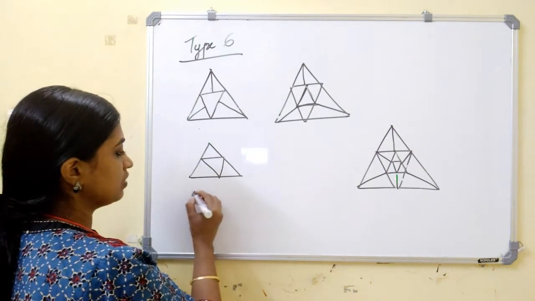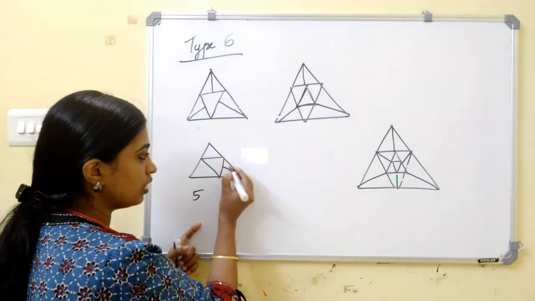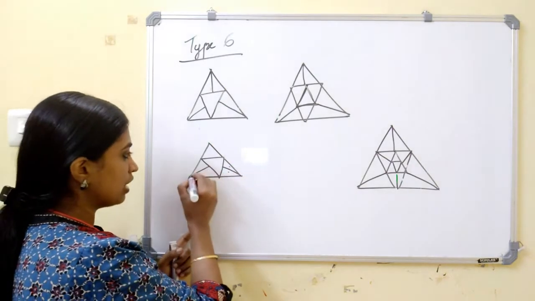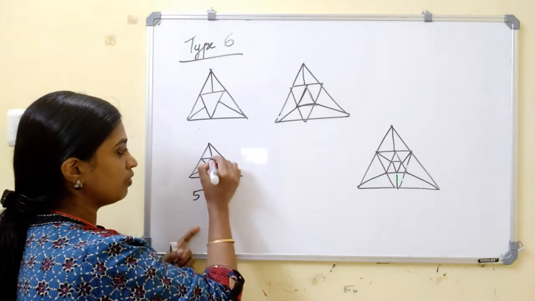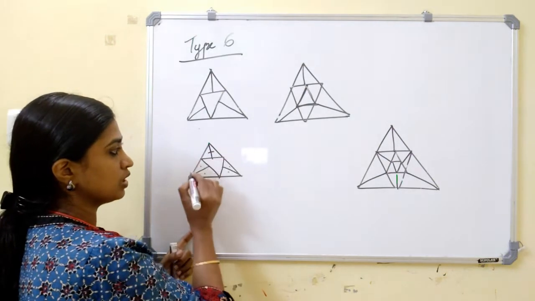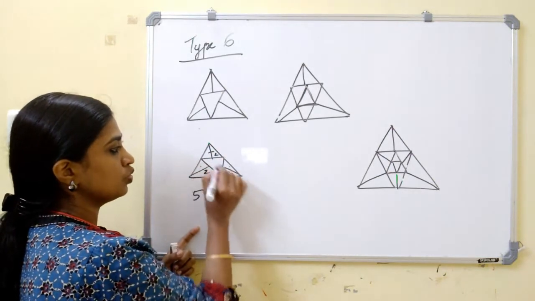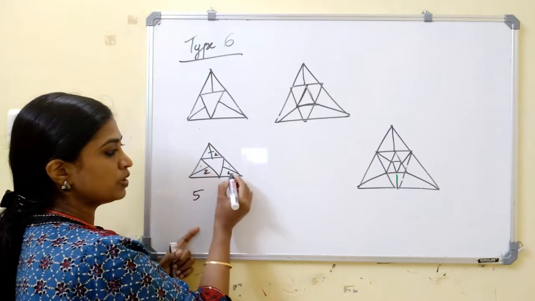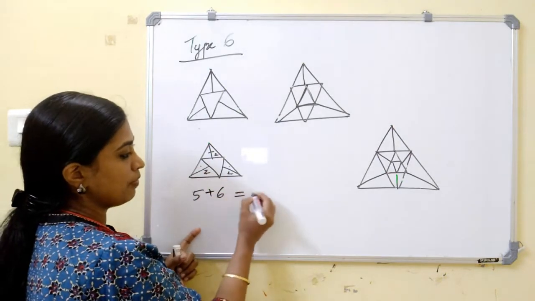So here there are 5 triangles plus the partition. 1, 2 triangles there. For the other partition there are also 2 triangles. When another partition is also appearing, there are 2 triangles. So 2, 2, 2 is 6, 5 plus 6. So the number of triangles is 11.